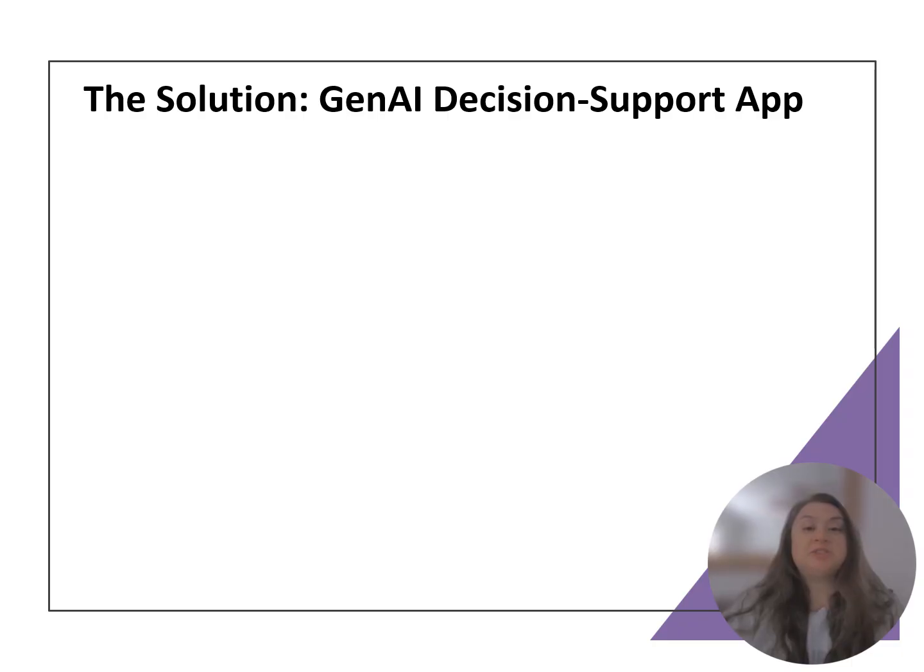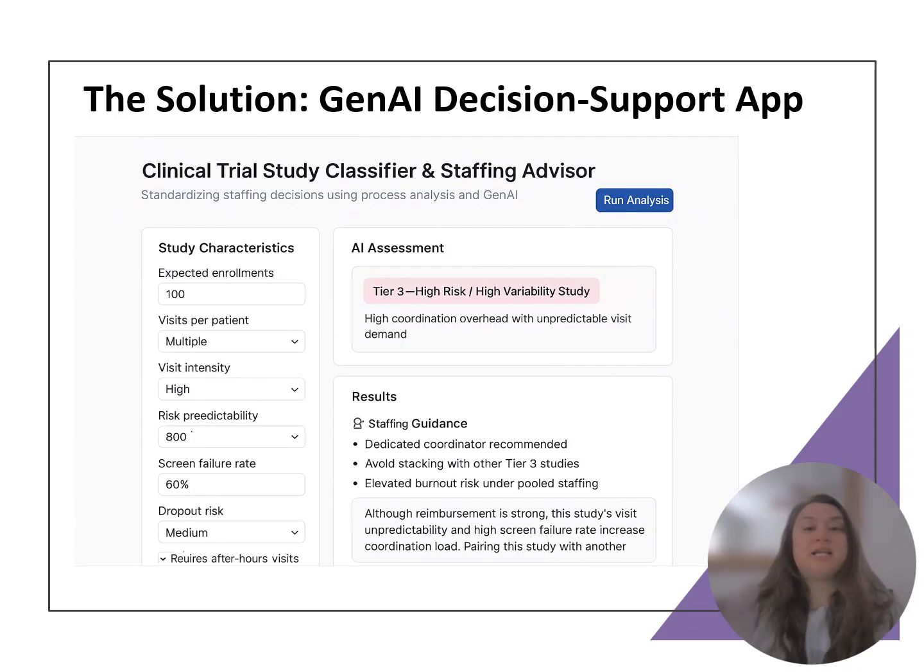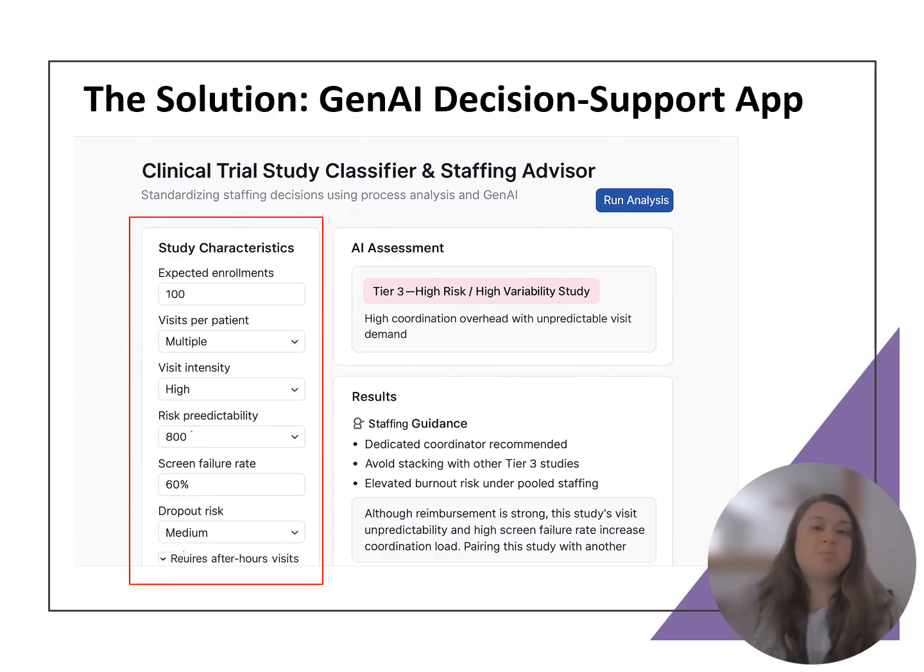Using the concepts and tools from this course, I designed a Gen AI supported app that standardizes how clinical trials are evaluated for staffing risk, workload variability, and operational impact. On the screen is a visual mock-up of the Gen AI dashboard built in Hunch.Tools. On the left, managers enter key study characteristics such as expected enrollment, visit intensity, predictability, and dropout risk.